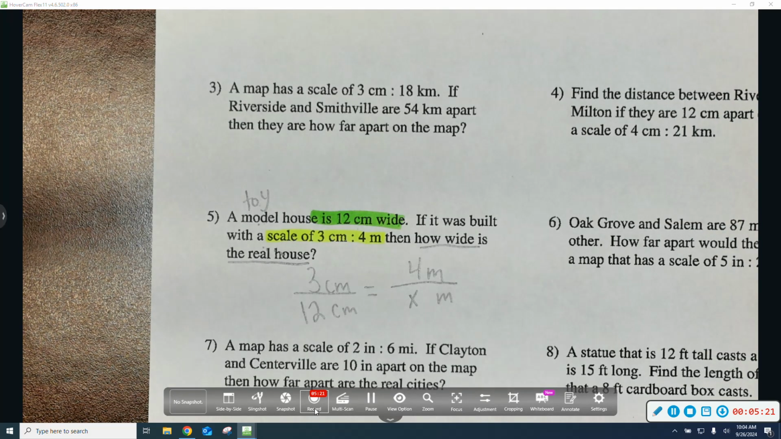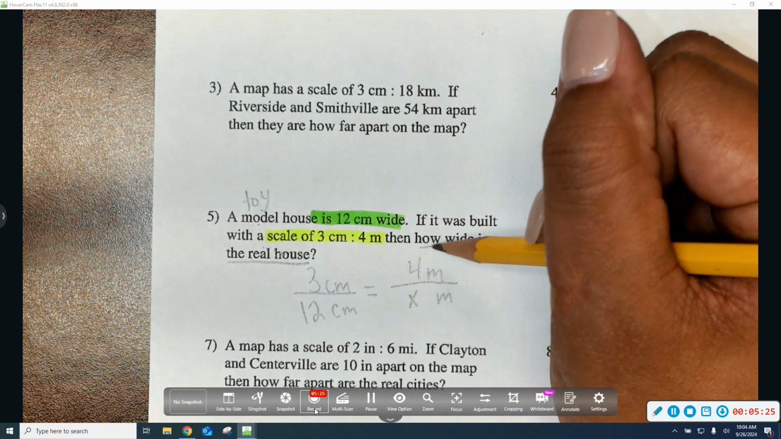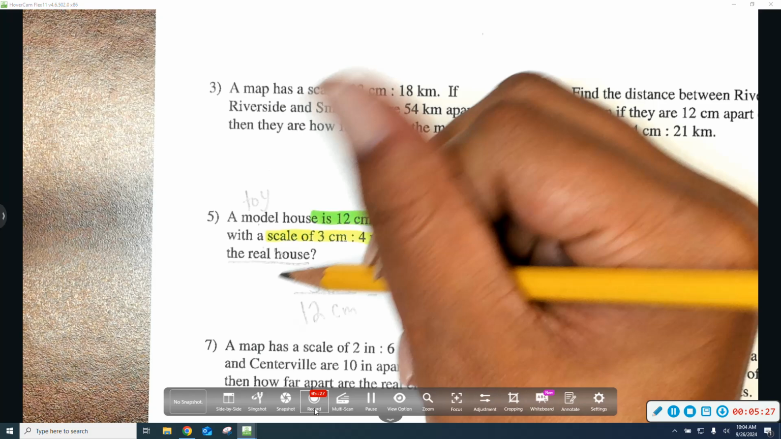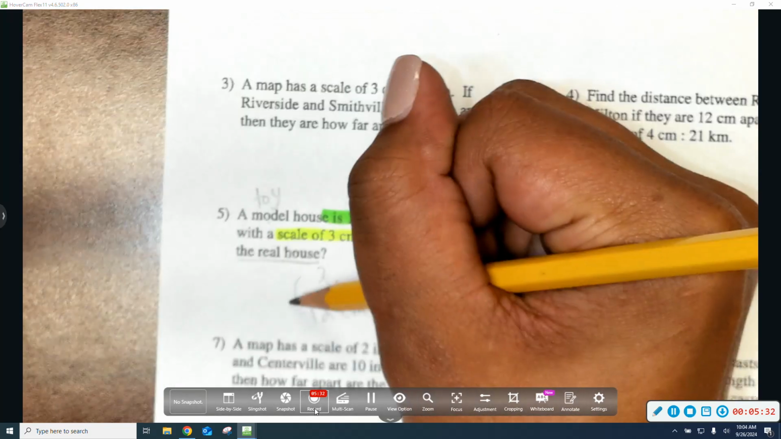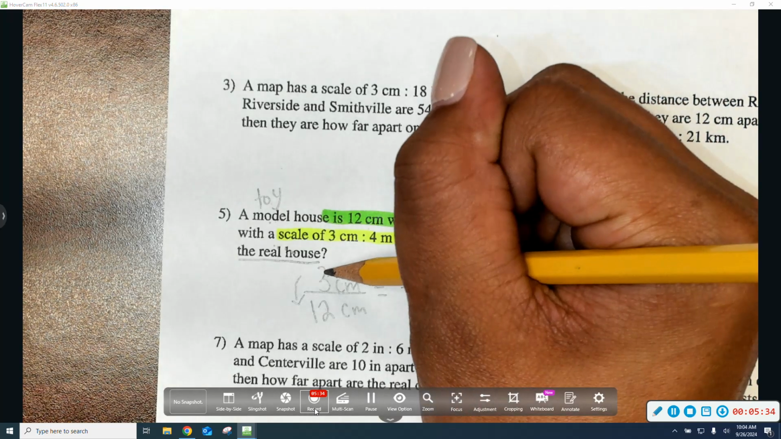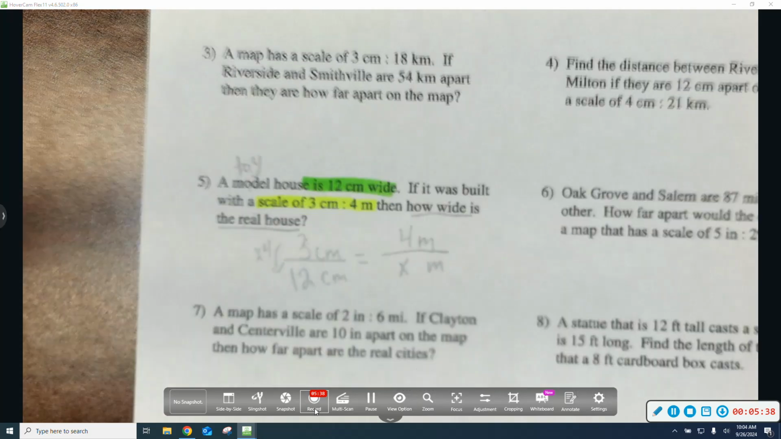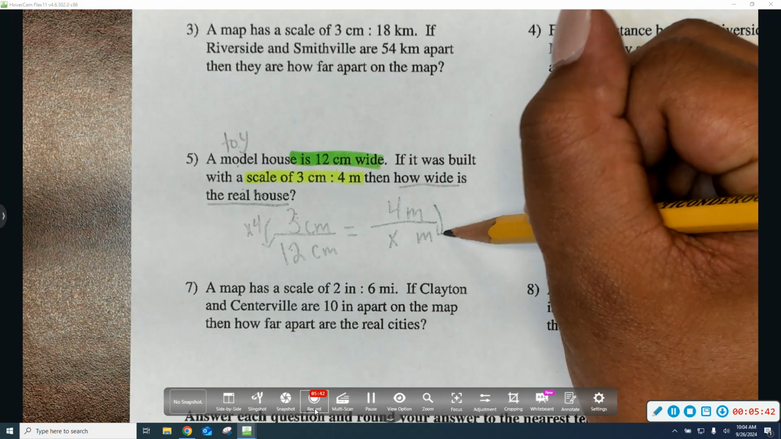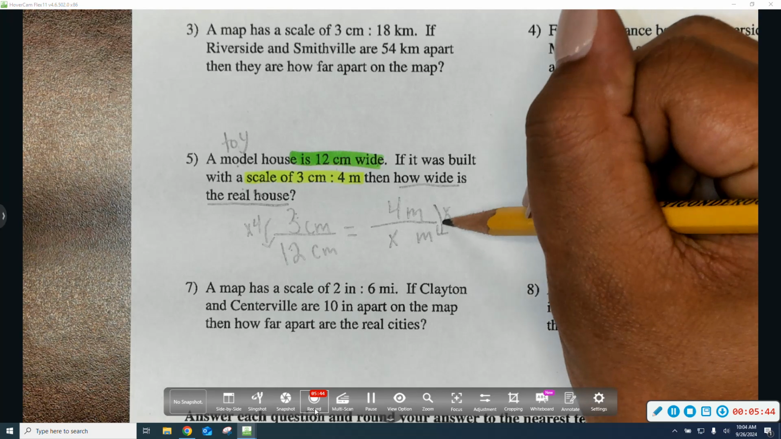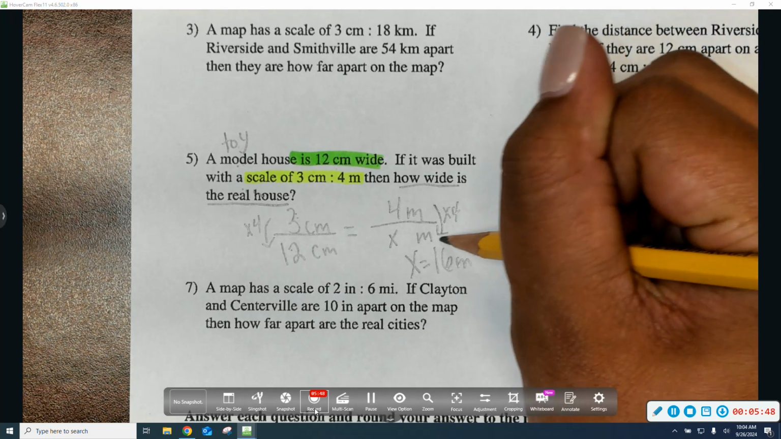So there are two ways that I can look at this. Remember, I can see, can 3 go into 4 evenly, or can 3 go into 12? I know that if I multiply 3 times 4, that gives me 12. So, same thing. If I do that here, I must do the same thing over here. 4 multiplied by 4, X equals 16 meters.